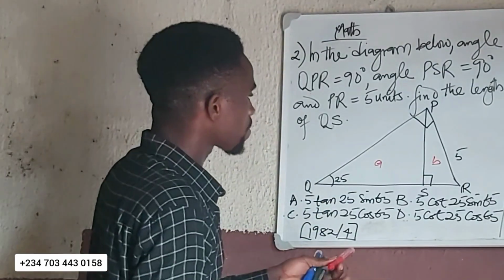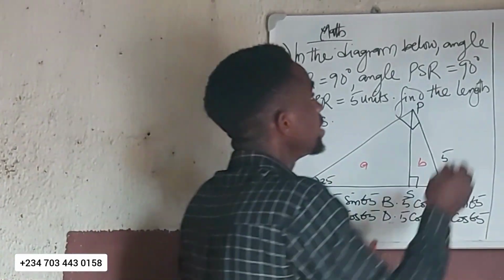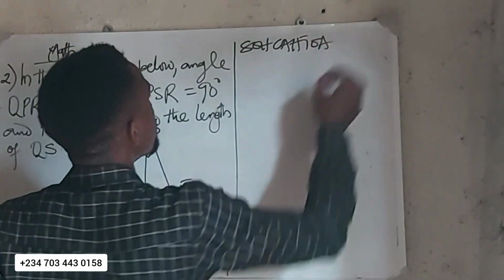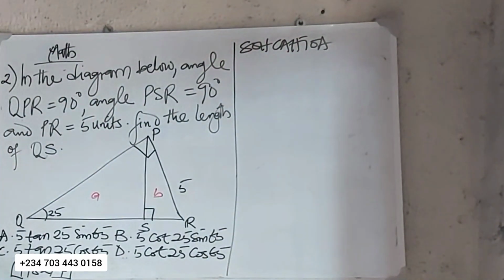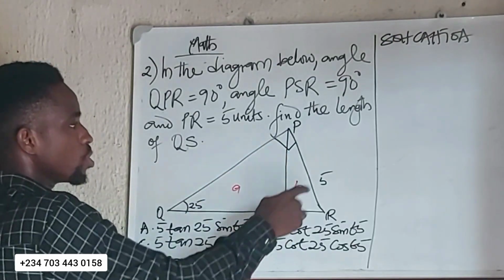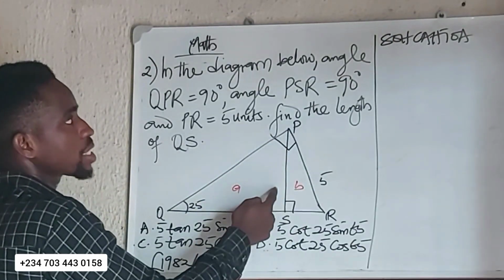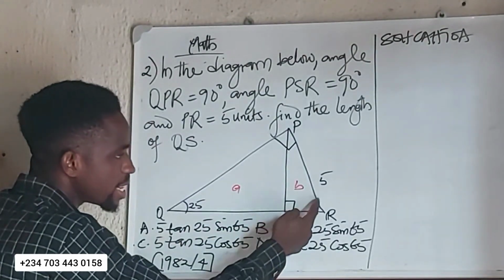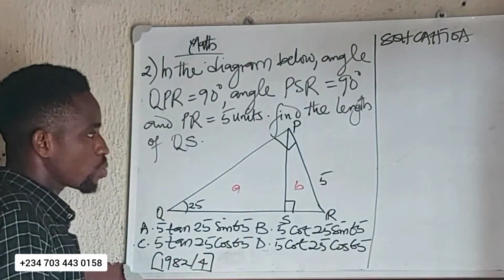What we'll do is, from our SOH CAH TOA again, we have that this is the hypotenuse and here is the opposite. So the relationship between opposite and hypotenuse is sine, right? But we don't know the value of this angle here. How do we find it?